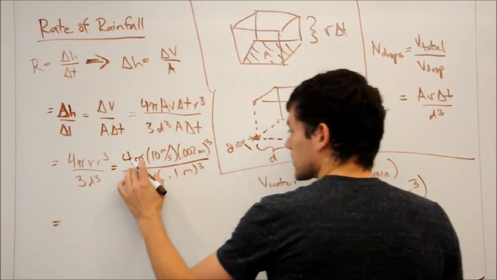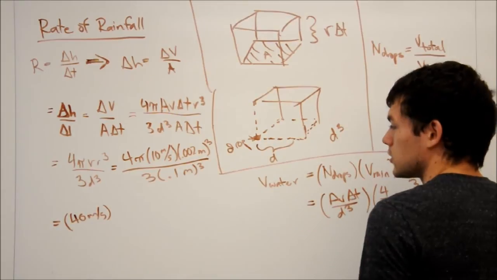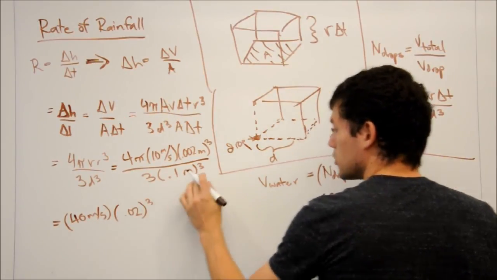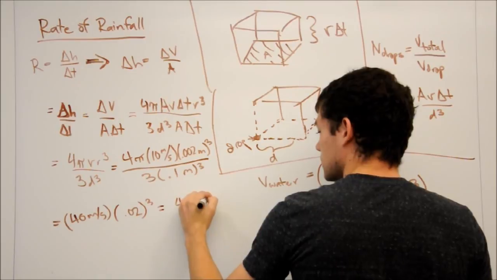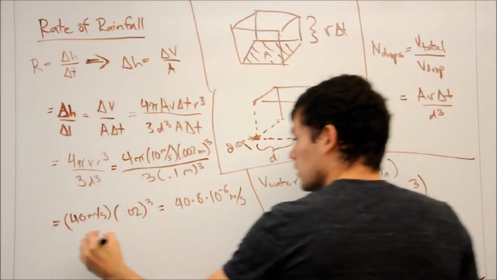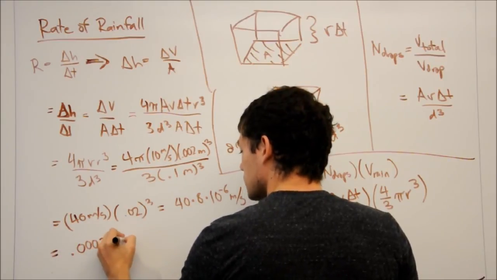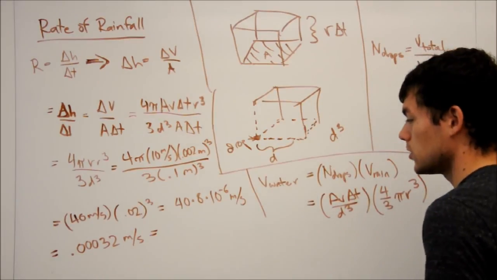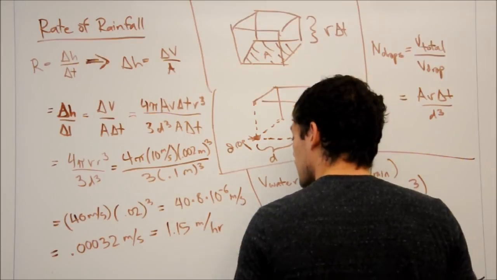So we're going to do that, and then combining these terms, we're going to get 40 meters per second, and then we have to deal with these cubed terms. We're going to divide this out, and that's going to give us 0.02 cubed. The units of meters cancel out, and that gives us 40 times 8 times 10 to the minus 6 meters per second for r. Now, all we have to do is multiply this out, and it's going to give us 0.00032 meters per second. And just to change the units around so that it makes more sense to what we think of when we think of rain, that's going to be about 1.15 meters per hour.